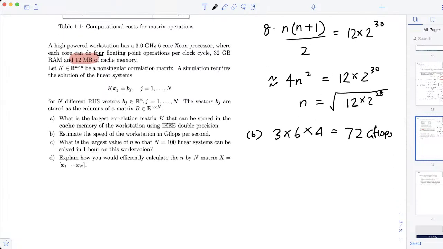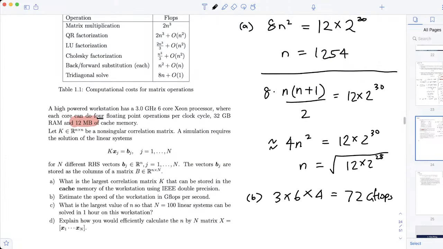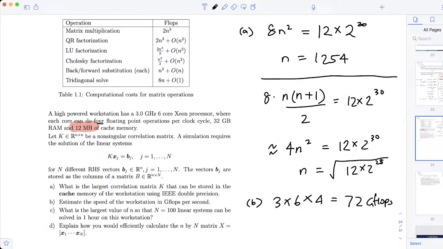Okay, let's do C now. What's the largest value of n so that 100 linear systems can be solved in 1 hour on this workstation? The first thing you have to figure out is how many flops one linear system is going to take. What I stressed earlier about these correlation matrices is that if you have a non-singular correlation or covariance matrix, you are going to use Cholesky factorization, because they will be positive definite and symmetric.